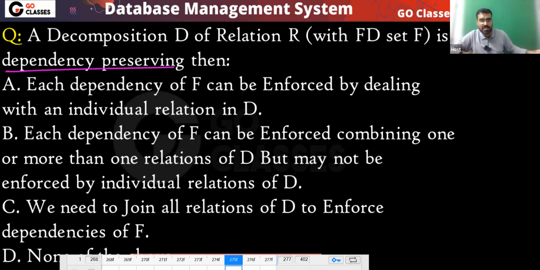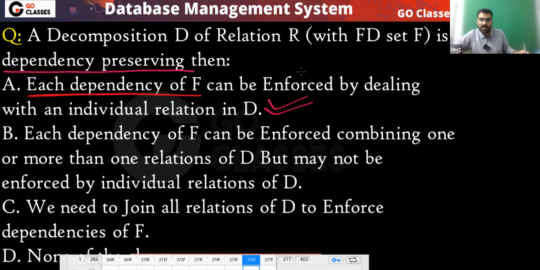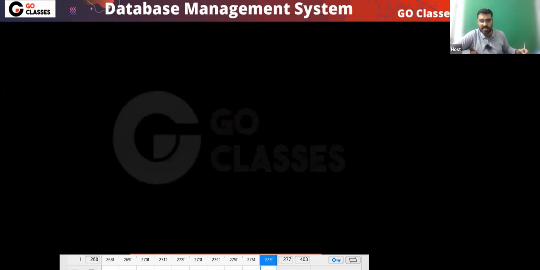So dependency preservation simply means that you can enforce each FD by only handling the individual relations. The individual relations are enough to enforce all the FDs. You don't need to join any two tables. Individual relations can make sure that your FD exists.